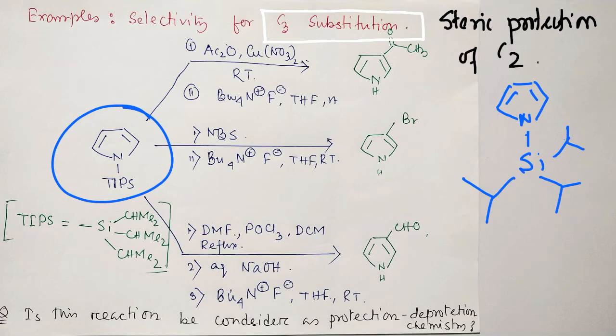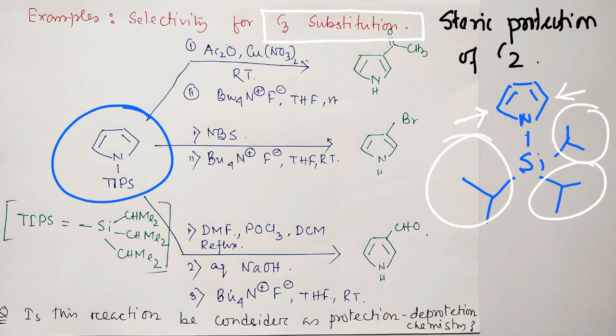So what happens in this case? In this case, these two positions are not accessible because of the bulkiness of this TIPS group and silicon. You may think, sir, they are far apart, I have written it in that way. Just remember, the size of silicon is more than nitrogen because it is one row down. Okay, so it's a third row element, silicon. Additionally, this isopropyl group is very bulky. That's why the electrophile cannot access this C2 position. Consequently, they are forced to access this C3.